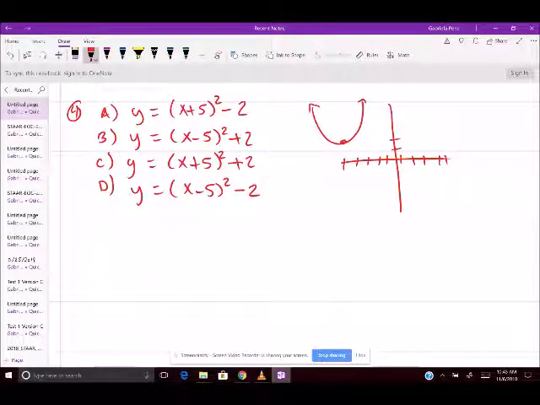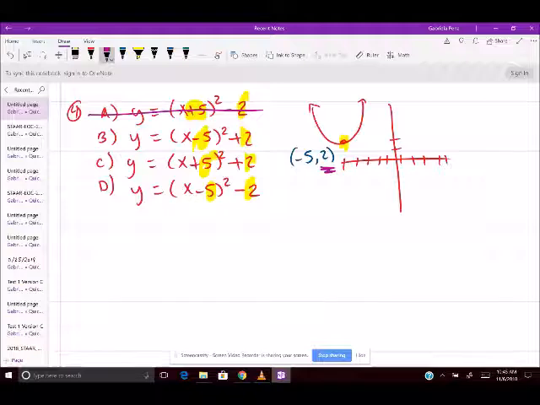So when you look at it, where is my vertex at? Negative what? Negative 5, 2. So looking at your H and your K's, which one has a vertex at negative 5, 2? Well, if this is a positive 2, guess what? That's not my answer. If it's a negative, then what should I have here? A positive. So my answer is C.